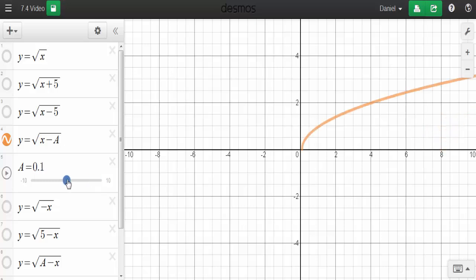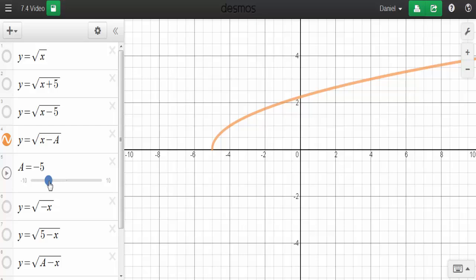And then, what if I made a negative? If a is negative 1, I have x minus negative 1, which is really the square root of x plus 1. I've actually moved it now to the left. So if I have the square root of x minus negative 2, which is the square root of x plus 2, I've moved it 2 to the left. And then so on and so forth. Negative 4, so now it's 4 to the left. And negative 5, 5 to the left, so on and so forth.